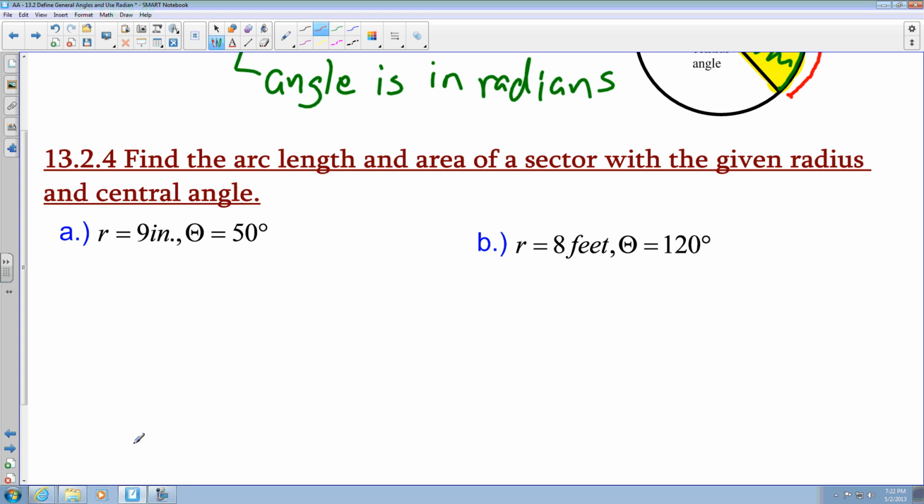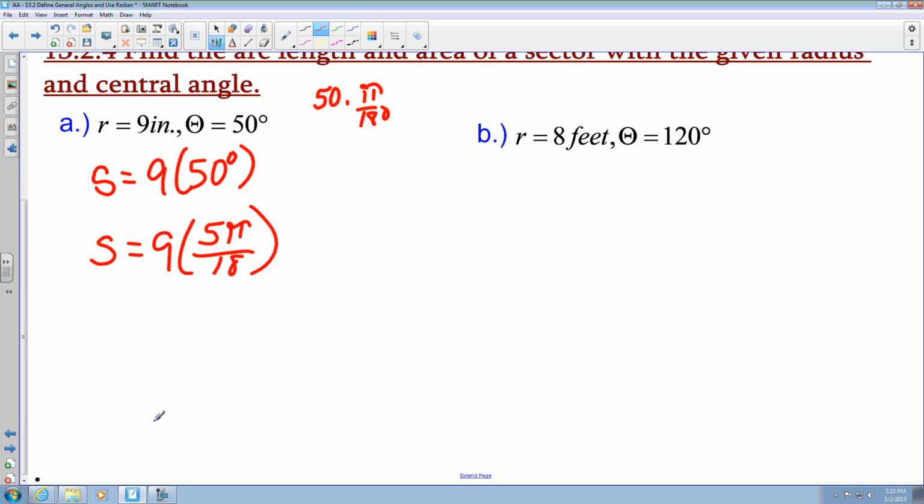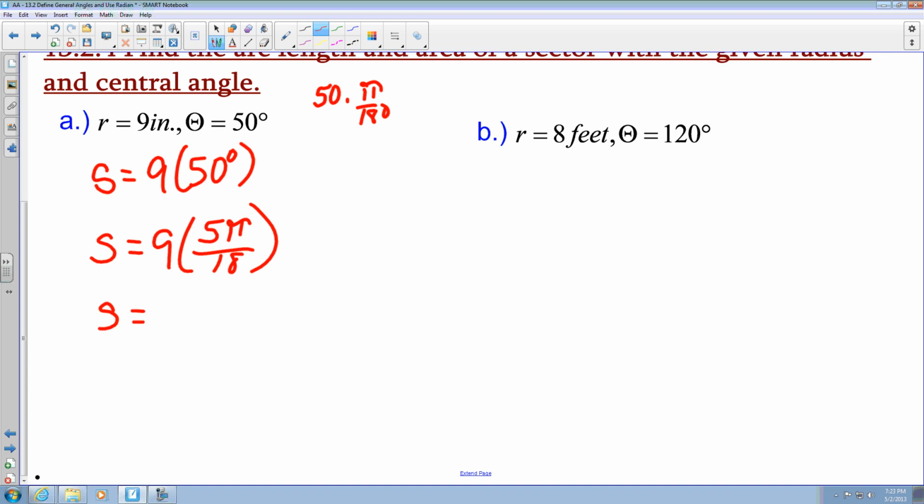S equals r, so that's 9, and theta is 50 degrees. But as we talked about, we have to get our theta in radians. So I take 50, multiply it by pi over 180, put it in lowest terms, and now I have S equals 9 times 5 pi over 18. Multiplying across, I get S equals 45 pi over 18.